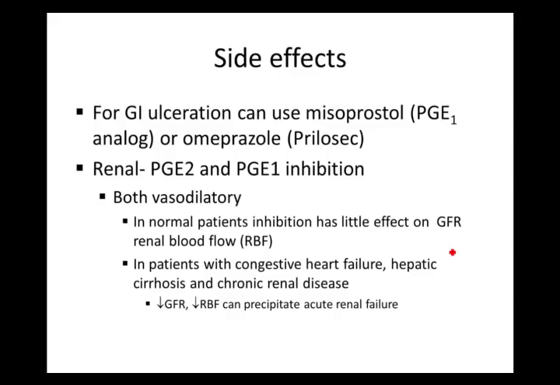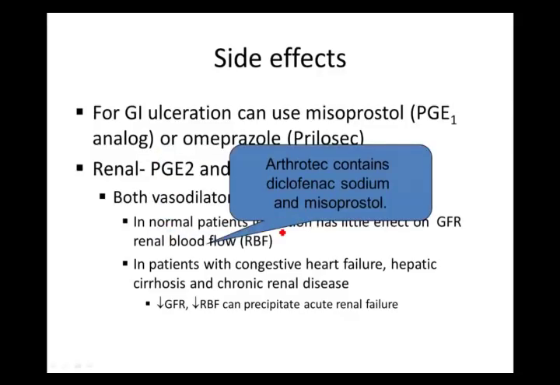You've got GI ulceration. You can give something like misoprostol, which is a PGE1 analog. You can also give Prilosec to combat that irritated GI tract. In terms of inhibition, there's also PGE2 and PGE1. Both of them are vasodilatory. And then there are indications if there's altered renal physiology as well. Oh, I forgot Arthrotec. Arthrotec contains diclofenac and misoprostol, so it's a dual regimen type of compound that you can use for some of those patients.